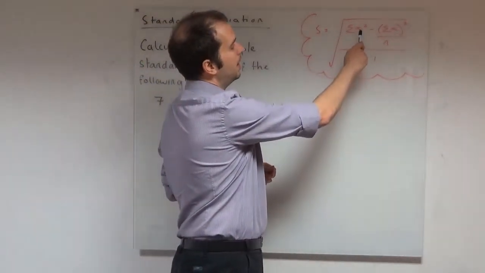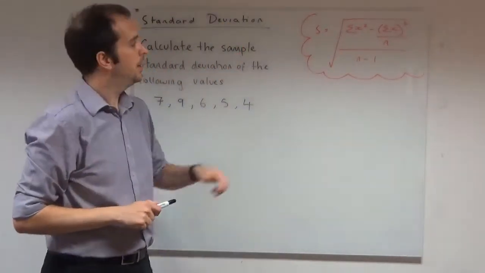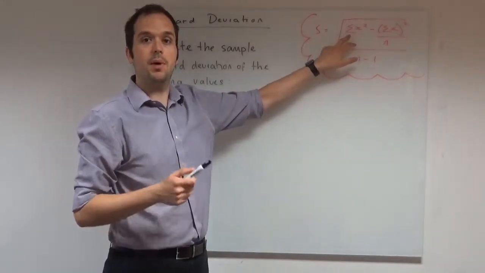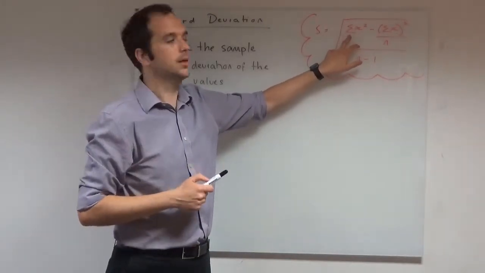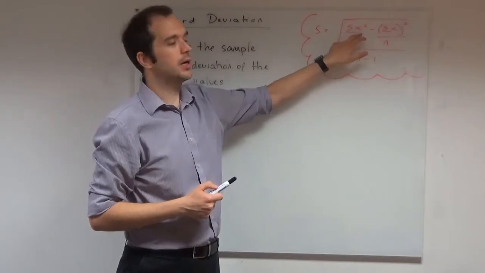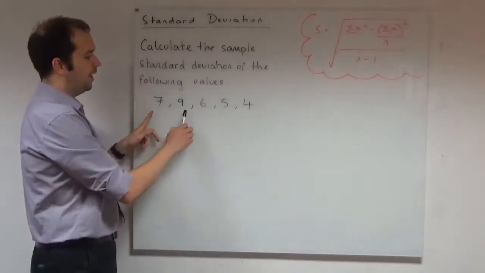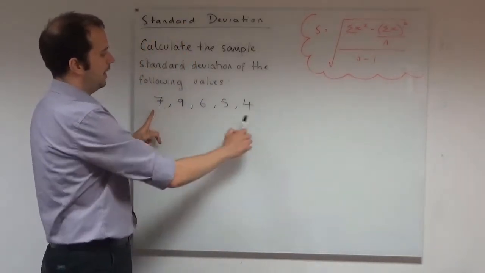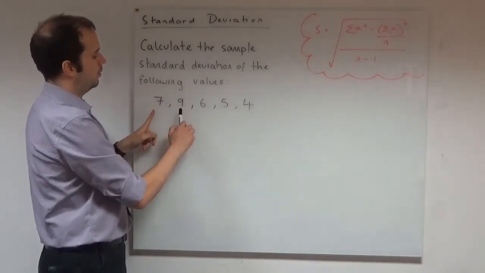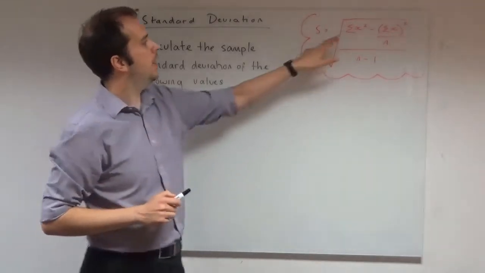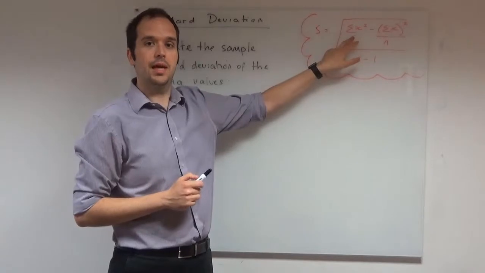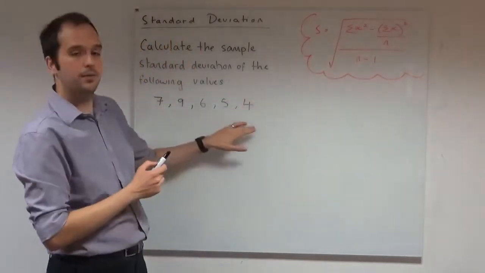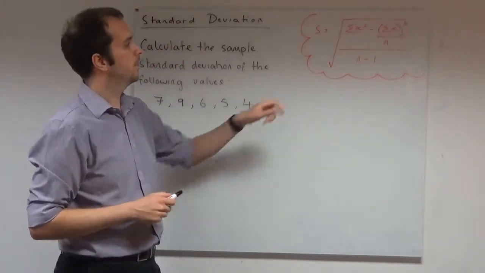We have this sigma x squared. Now what sigma means is sum of, or add them all together. So sigma x squared means square each of your values. We have 5 values here, so it will be 7 squared, 9 squared, 6 squared, etc., and then add them all together. So it's square each value and then add them together.